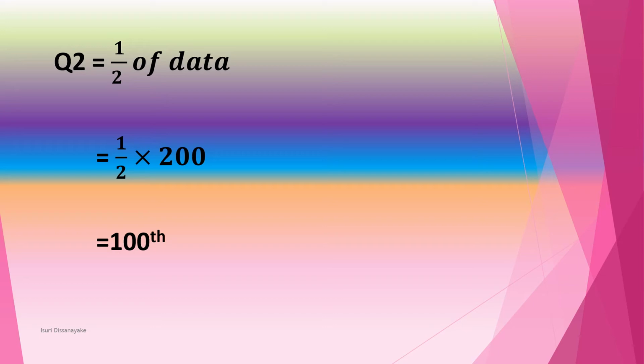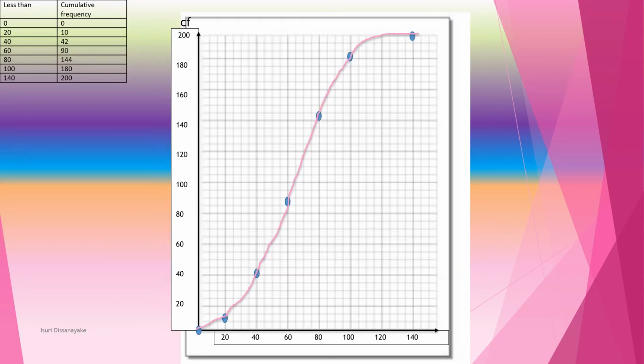How can we use the curve to find the 100th value? You go to cumulative frequency 100 and join that point to the curve, and this particular reading is the 100th value of the data. We also call the median Q2, and the median amount is $65. The median amount is $65.